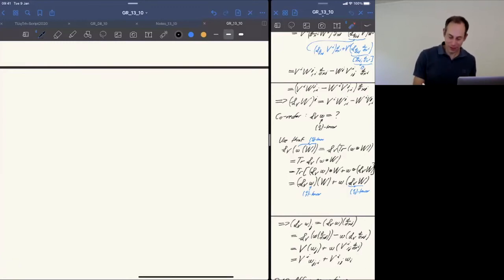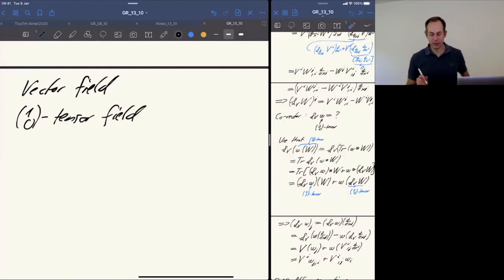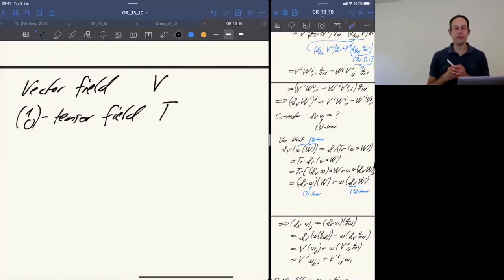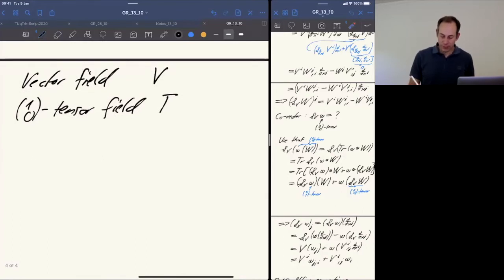Okay, we have two notions. We have the notion of a vector field, and then we also have the notion of a 1-0 tensor. Of course, I meant tensor field in that way. So let me call the vector field here V, and then the tensor field T. Of course, the point is they will essentially be the same objects, but in what sense are they the same objects?